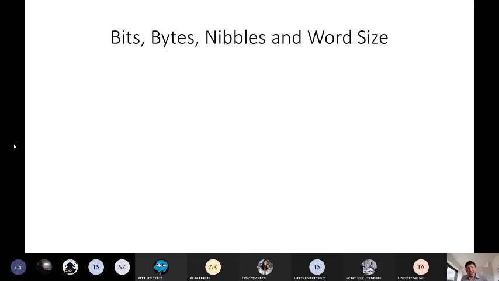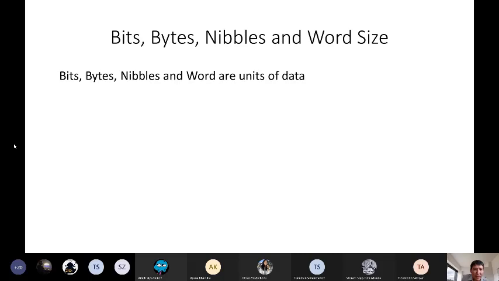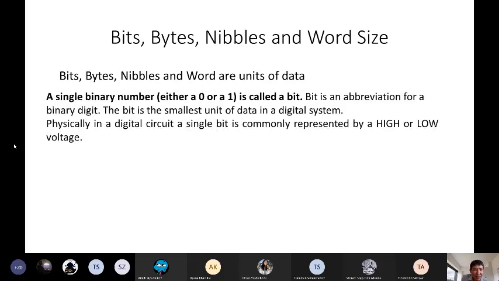Next, I think you know this terminology: what a bit is, what a byte is, but I had also never heard before of nibbles, and there is also word size. These are just units of data, right? For example, a single number that is either 1 or 0 is called a bit. Bit is an abbreviation for binary digit. The bit is the smallest unit of data in a digital system.